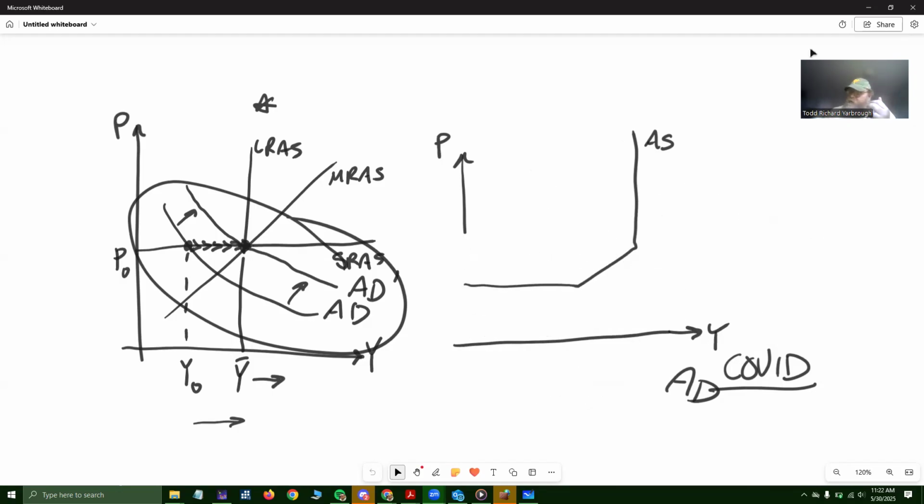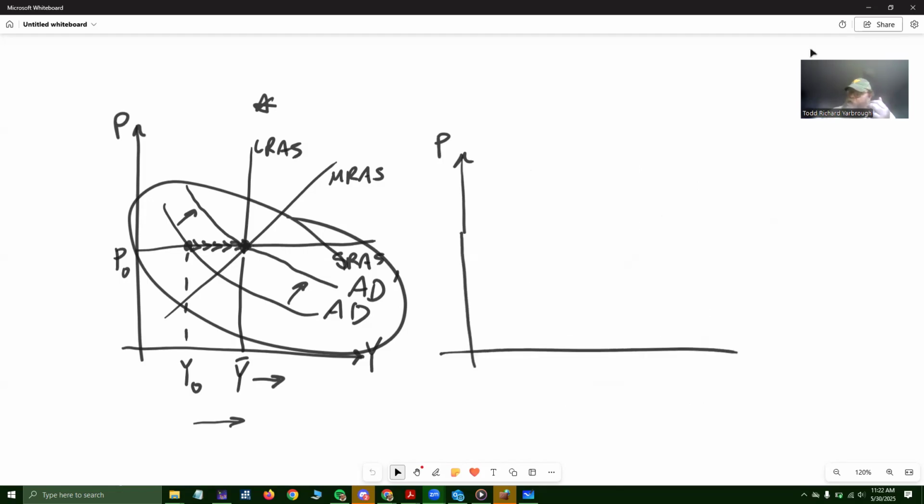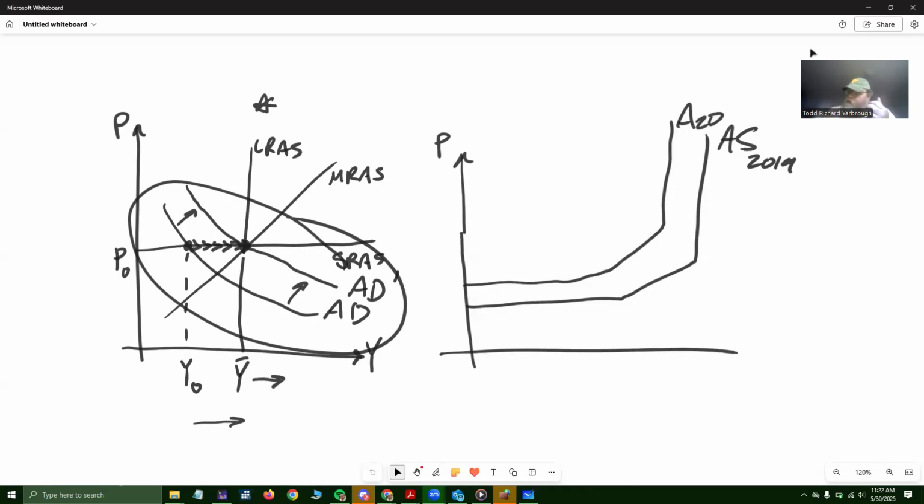So the idea here would be like this is sort of where we were. So let's say aggregate supply in 2019. And the idea is that we have kind of this. This is aggregate supply in 2020. So post-COVID, shall we say. And so let's say like prior to 2019, oh, this should be, sorry.